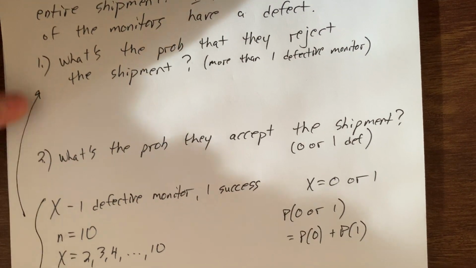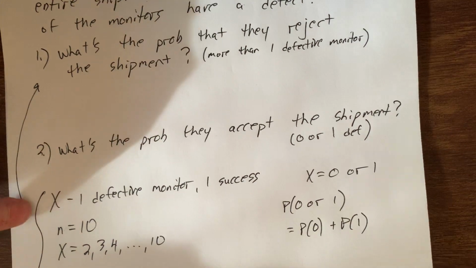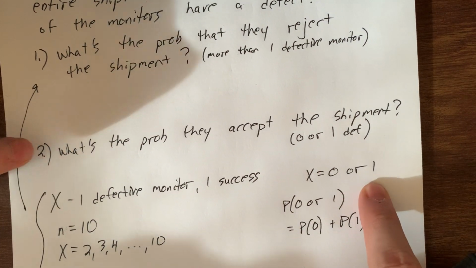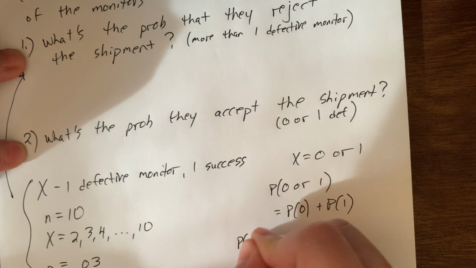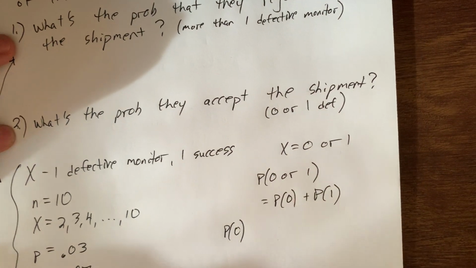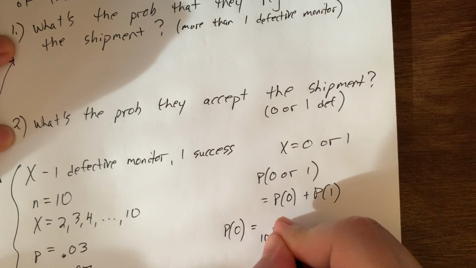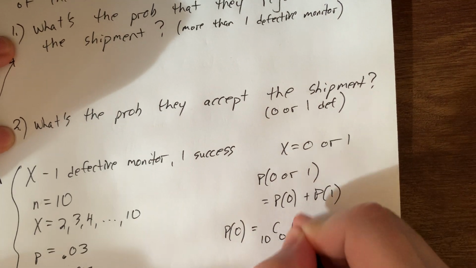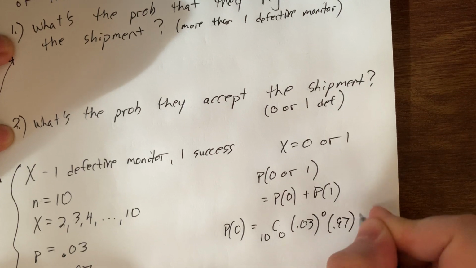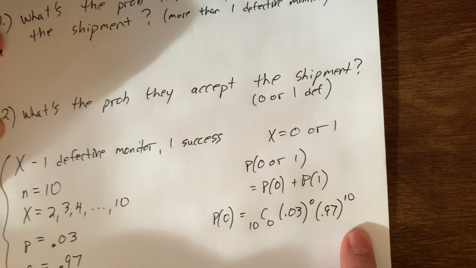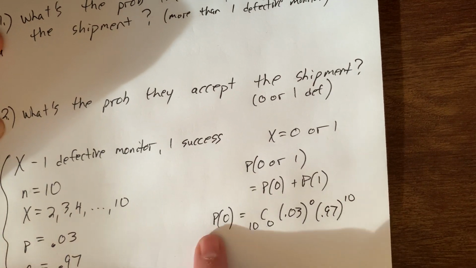So all of this again went with number 1. Same bit of information, but just the different X goes with number 2. So I'm working on this one. What's the probability of 0 defective monitors? 10 choose 0, 0.03 to the 0 power, 0.97 to the 10th power. I did that a little fast.